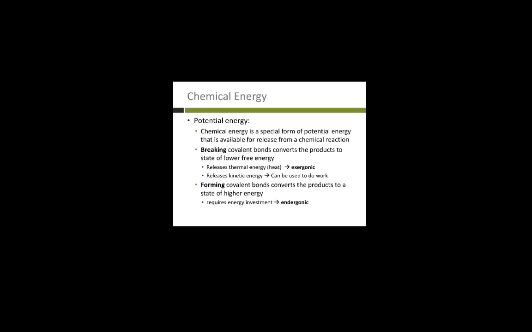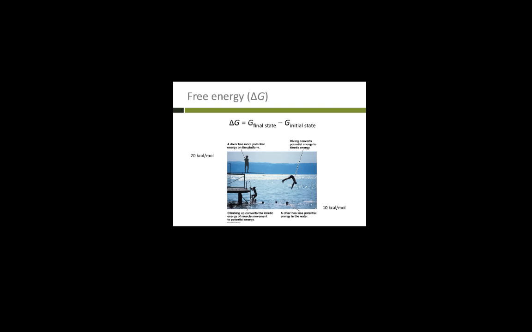The change in free energy is represented by delta. Delta means change, and G is just the amount of free energy. So the delta G is the measurement of the difference in free energy between the beginning and the end of a reaction. If the initial state of a reaction was you standing on the diving board and the final state was you in the water, do you have more potential energy on the diving board or more potential energy in the water? You have more potential energy on the diving board. So during this exchange, you have lost potential energy. So the delta G here is going to be negative.